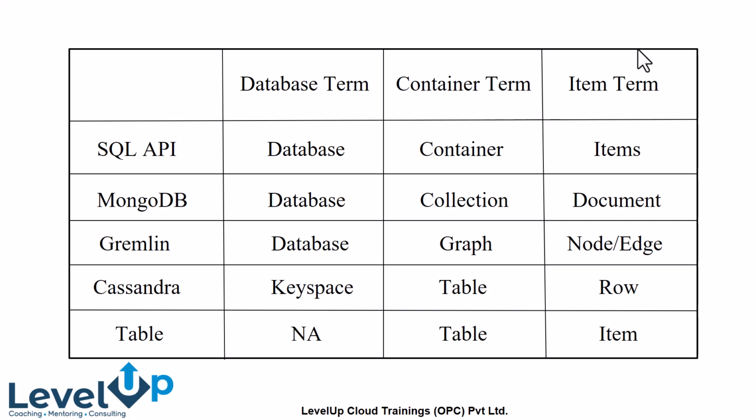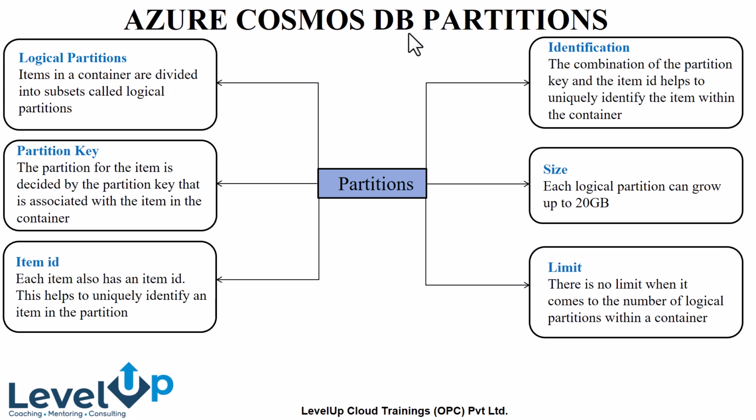Before we jump into some hands-on exercise, let us discuss one more important concept on Azure Cosmos DB called partitions. There is something called logical partitions. Items in a container are divided into subsets called logical partitions. So all the data we put inside Azure Cosmos DB is divided into logical partitions. And there is a partition key. The partition of the item is decided by the partition key that is associated with the item in the container.